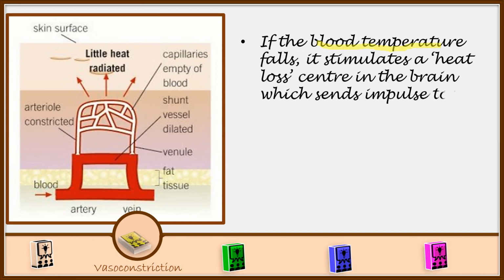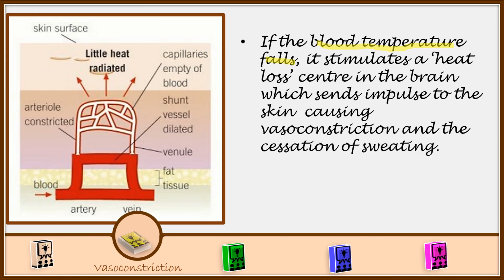If the blood temperature falls, it stimulates the heat loss center in the brain, which sends impulses to the skin, causing vasoconstriction and cessation of sweating. Now, this is when the temperatures of the blood have fallen. The heat loss center in the brain will send impulses to the skin, which is going to cause the vessels to vasoconstrict and also stopping of sweating.